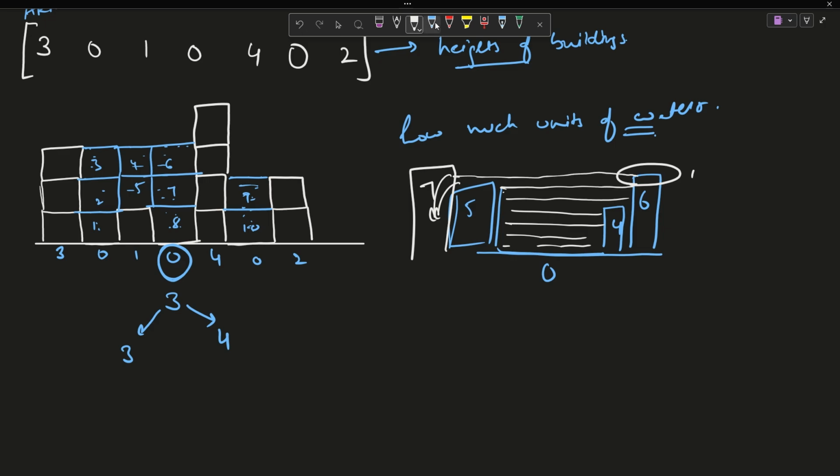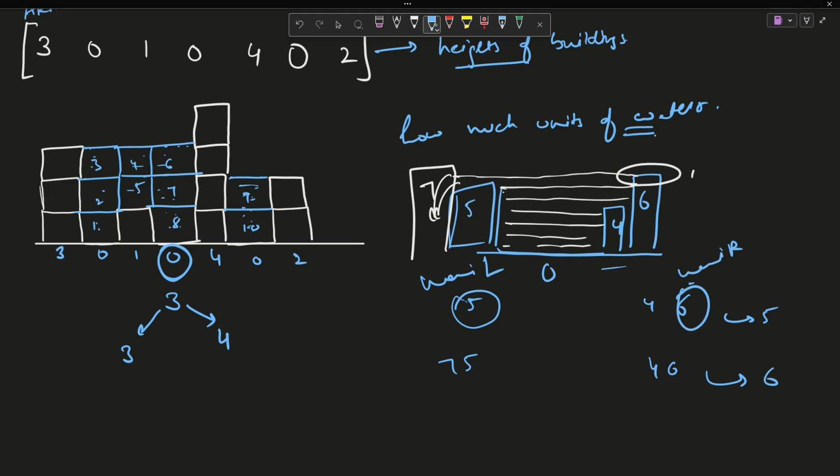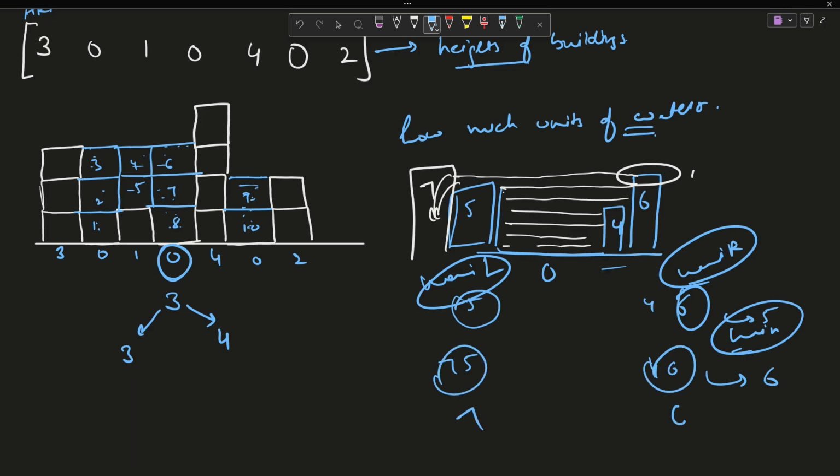So what is actually happening? When the configuration was 5, 4, 6, we were actually filling 5 units of water. When the configuration was 7, 5, 4, 6, we were actually filling 6 units of water. So what is actually happening is, we are taking the maximum from the left, maximum from the right, and now the minimum of these two, right? Similarly, maximum from left is 7, maximum from right is 6, and minimum of 7 and 6 is 6.